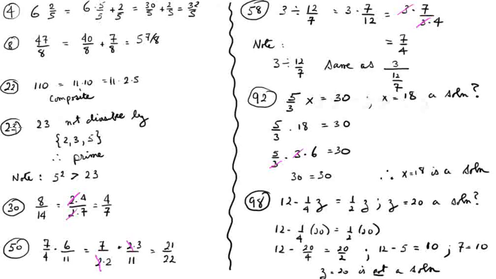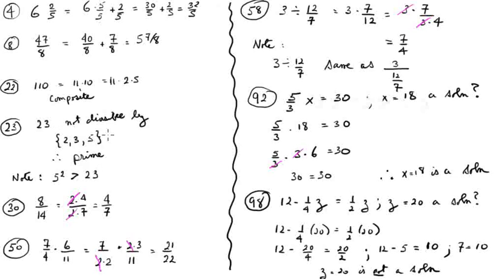Number 23. 23 is not divisible by either 2 or 3 or 5. These are the beginning of the prime number sequence, and therefore it's prime.